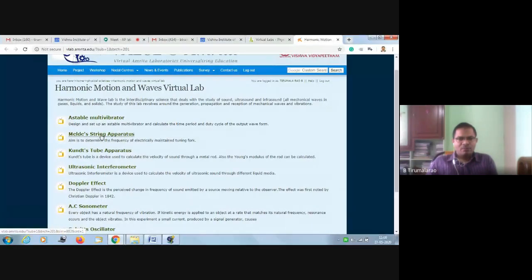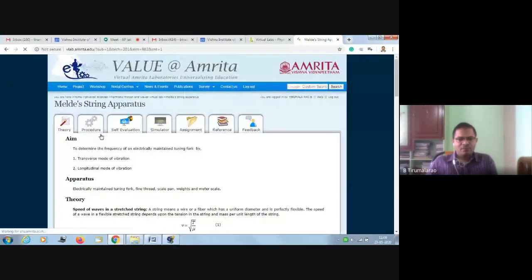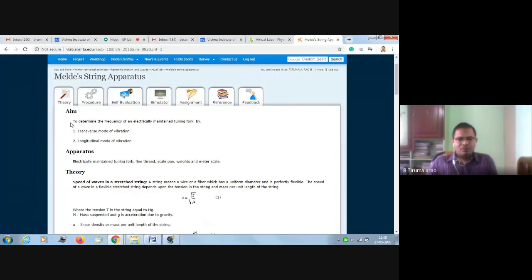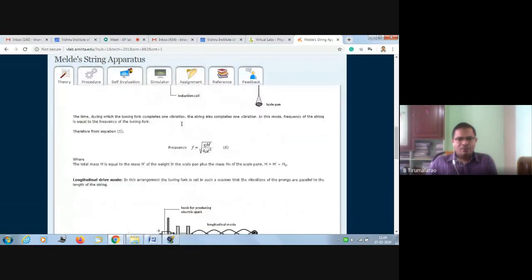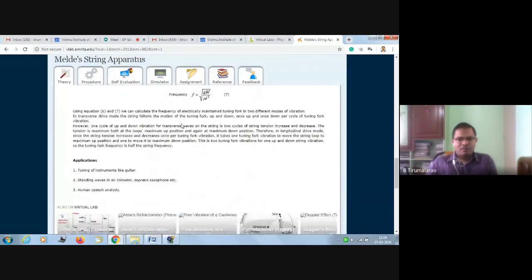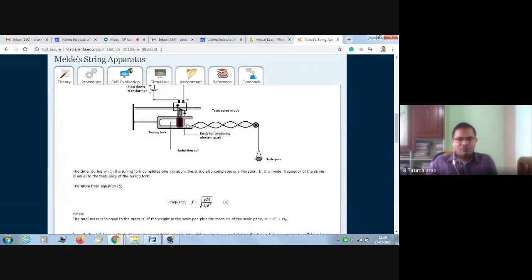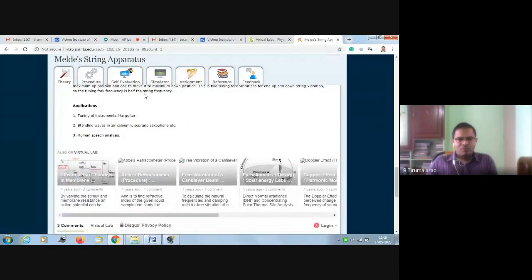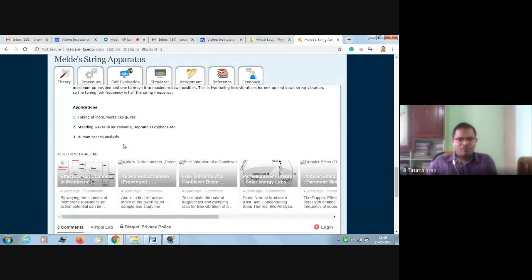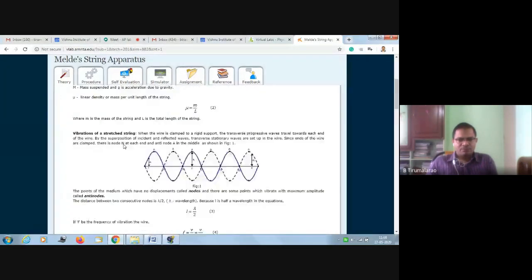You click the Melde's strings apparatus, right? So this is the theory. In theory, it has weighing apparatus theory, circuit diagrams in transverse mode and longitudinal mode, and how the connections are connected. That is the connection diagram, and some of the applications of the Melde's apparatus.